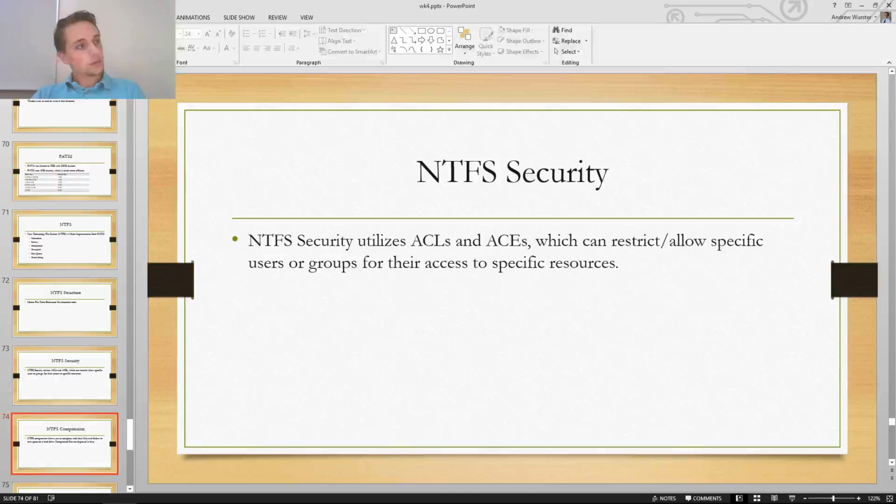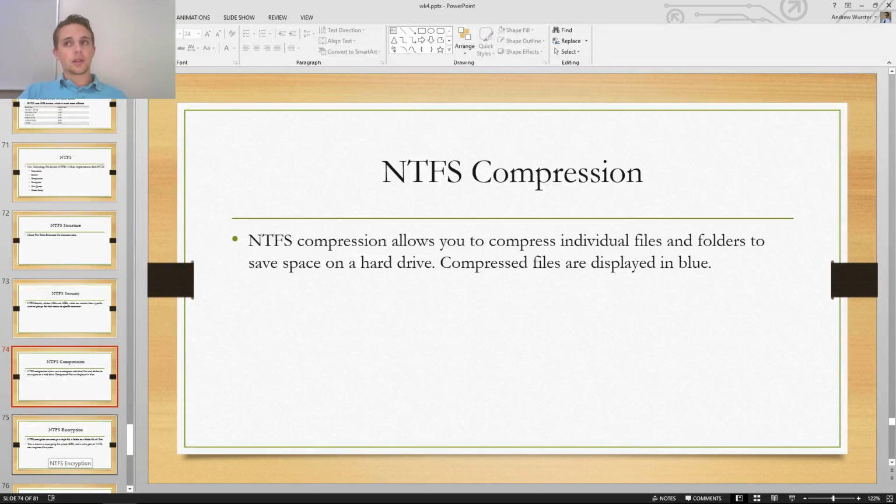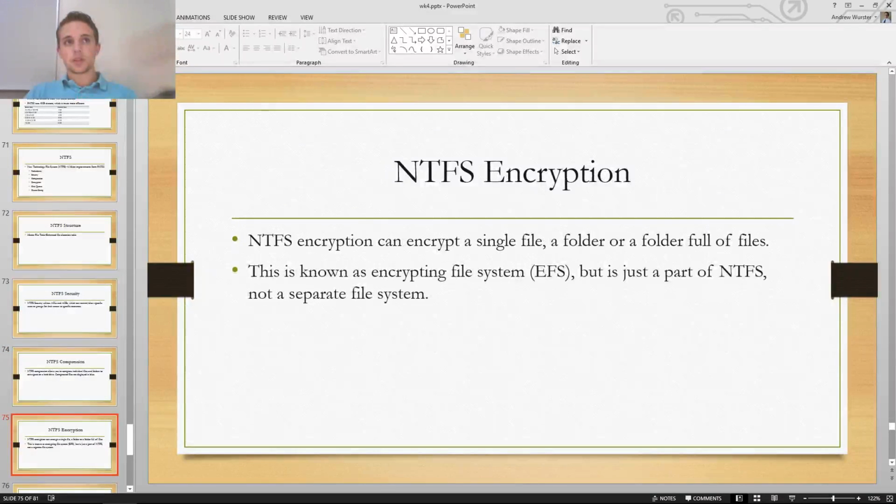Just compressing things, and they're displayed in blue, which is kind of nice. Some programs get kind of picky with compressed files versus non-compressed files, so you can distinguish those by seeing the color of the file. So the encryption that NTFS uses is called EFS. Despite its name of Encrypting File System, it's not a separate file system. It's just a module that's a part of NTFS.